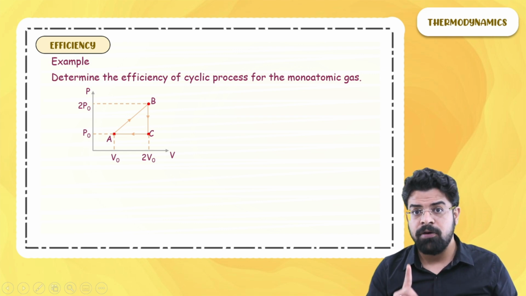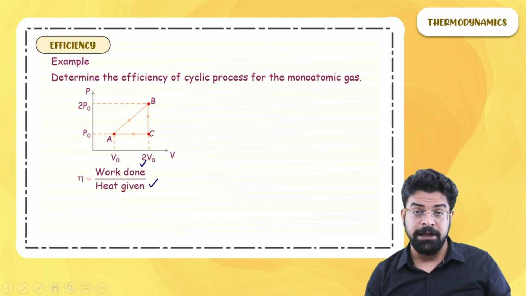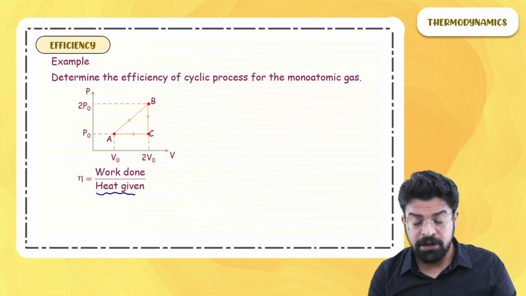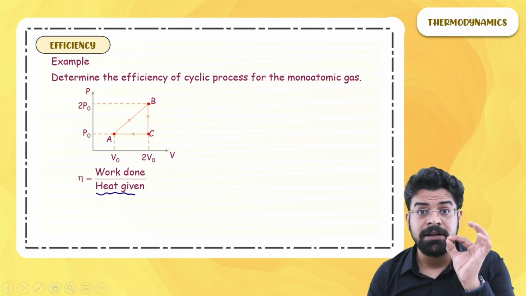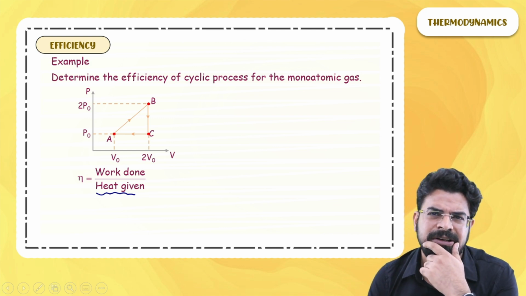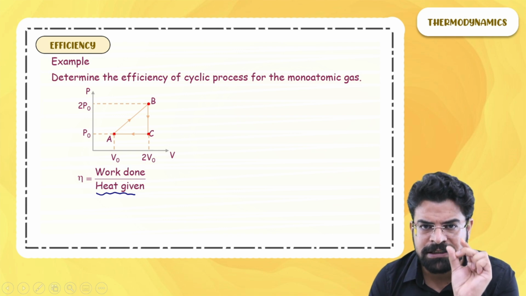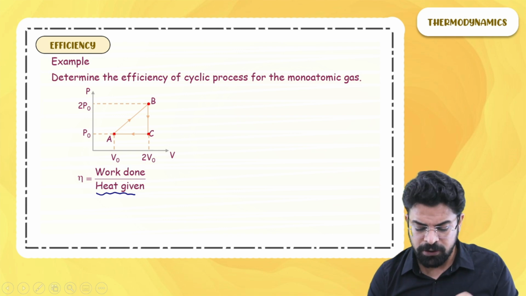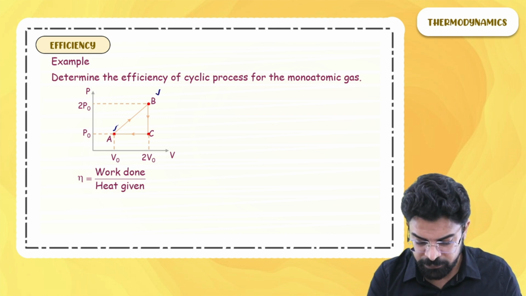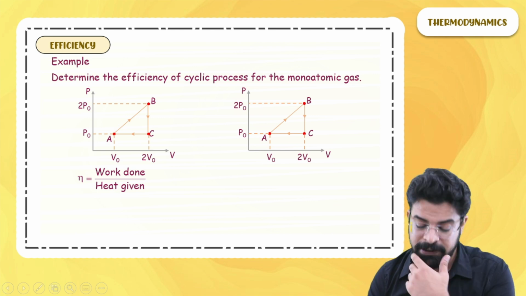Remember that for a cyclic process, efficiency is work done upon heat given. And when we say heat given, we just have to consider the amount of heat given, not the amount of heat rejected. So what is the meaning of it? Now listen carefully. Here you will understand the meaning of heat given. Look at each part of this cycle. From A to B, do you have to give heat or does the system reject heat?